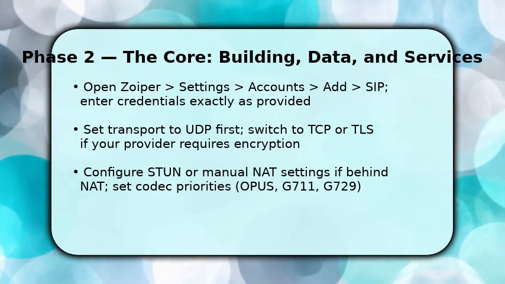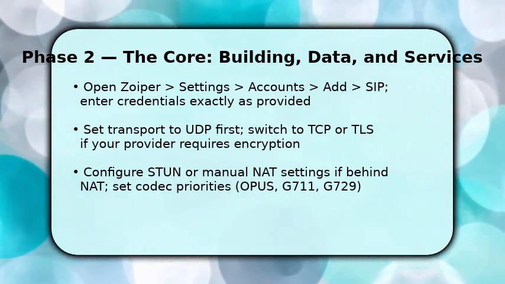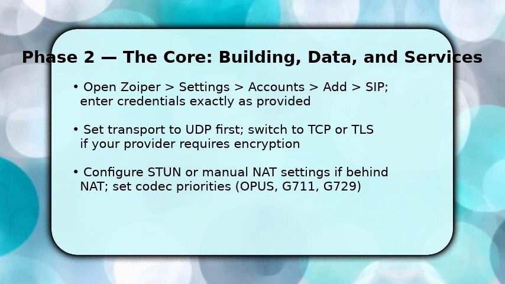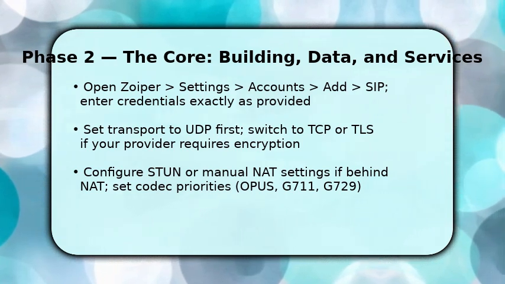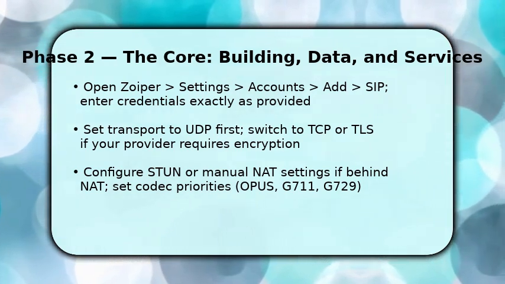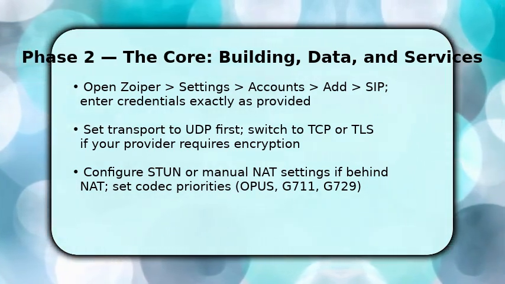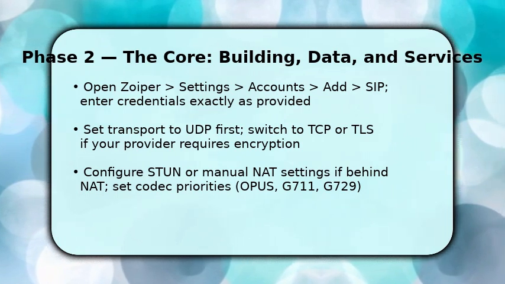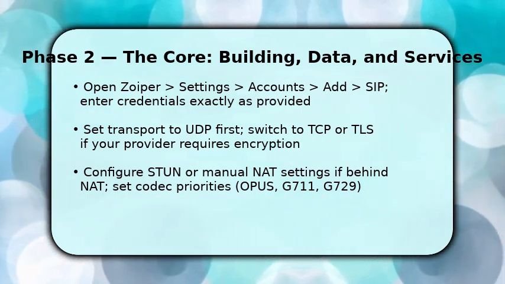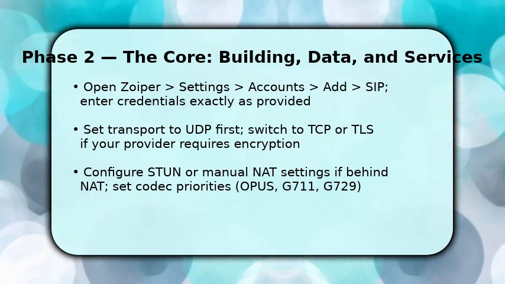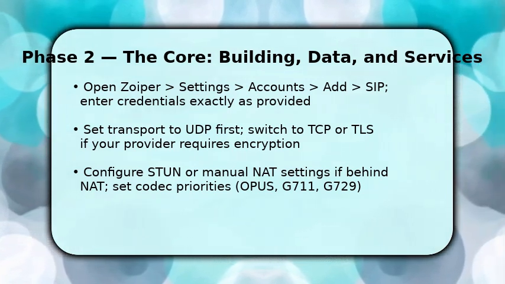Set transport to UDP initially. If calls fail or encryption is required, switch to TCP or TLS. Once the account is registered, configure STUN or manual NAT mapping to handle private IPs, and prioritize codecs like Opus and G711, so audio quality is optimal across.